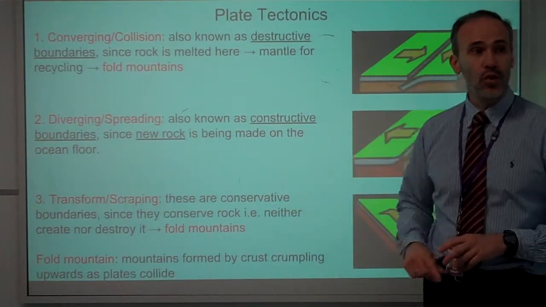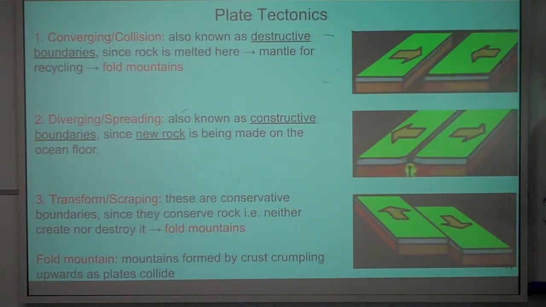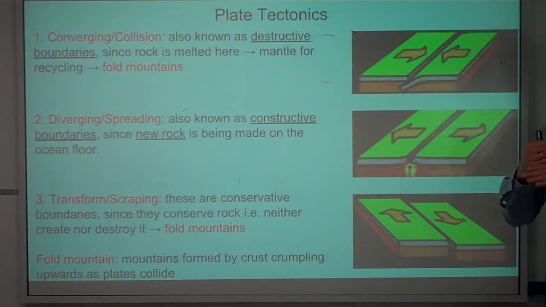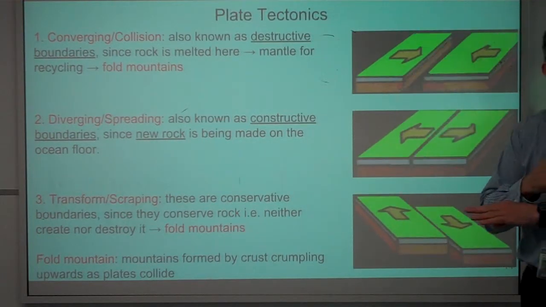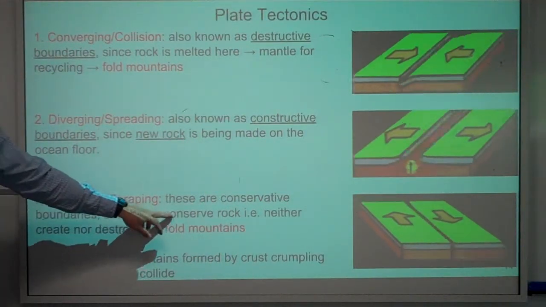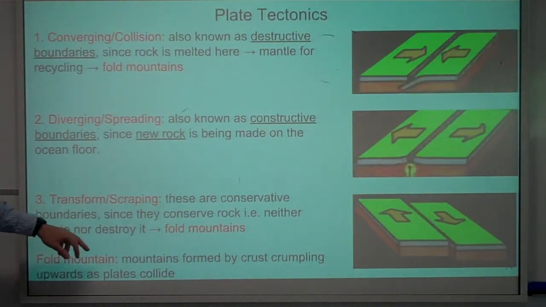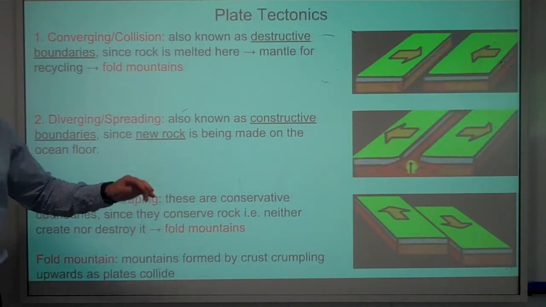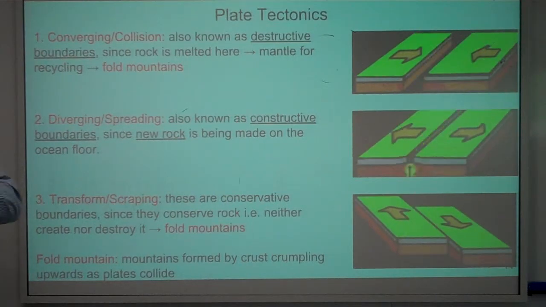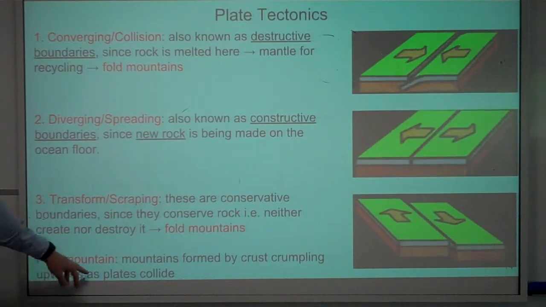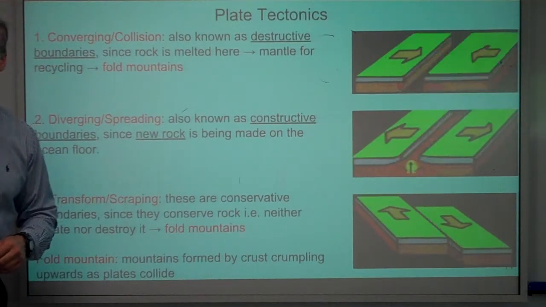And a transform or scraping boundary is where plates go beside each other. This is what's happening in California, and they're building up pressure. They can get stuck and build up pressure and then slip and you get an earthquake. These are conservative boundaries. They conserve rock. They neither make new rock nor destroy rock. They can make fold mountains as well. So anything where rock is pressing against rock will tend to make mountains. Fold mountains are mountains formed by crust crumpling upwards as plates collide.